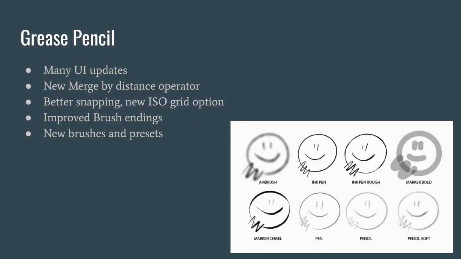We have also some grease pencil updates. So there's many UI updates. There's also a new merge by distance operator for your, I believe it's vector brushes. That's what all the brushes are, I believe, the grease pencils. There's better snapping and a new ISO grid option. There's improved brush ending, so they look a little less jagged. They kind of end more like a pen brush would. There's also new brushes and presets, which you can see on the right here, like airbrush, ink pen. So just a lot more grease pencil options out there for the 2D artists.